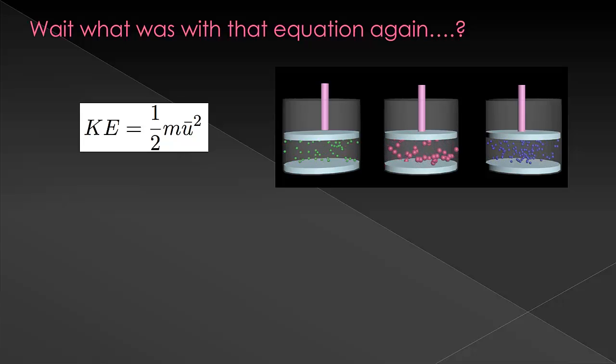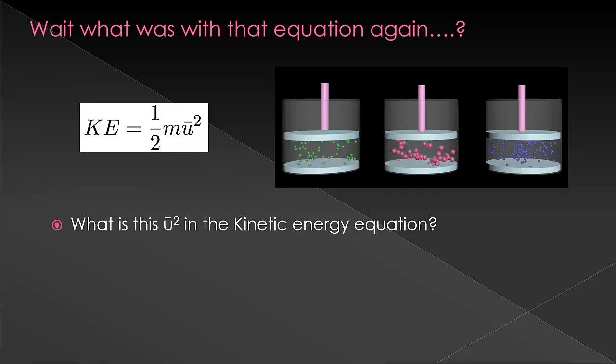Now, I want to draw your attention to something that I sort of glossed over in the previous video. I wrote kinetic energy, but when I wrote kinetic energy, I wrote 1/2 m with this u line over it squared instead of v squared. And I didn't really mention what I was talking about there. Let's look at this a bit closer.